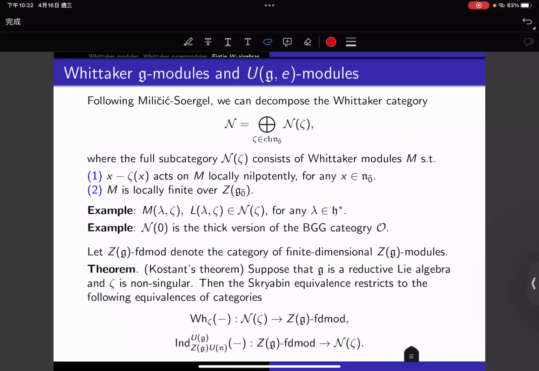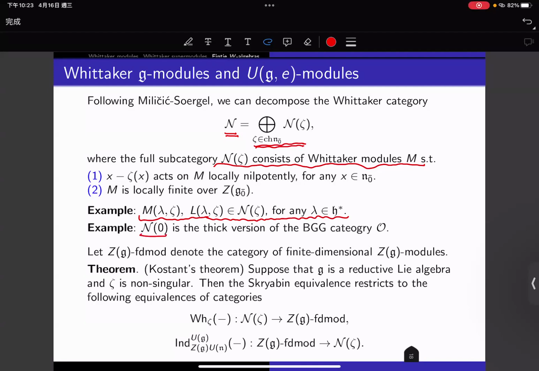So now let's consider the Whittaker category. Recall, we denote the category of Whittaker modules by N. Then we can decompose it into the sum of subcategories N_theta. N_theta consists of all Whittaker modules such that x minus theta(x) acts on M locally nilpotently and M is locally finite over the center. For example, standard Whittaker modules and simple Whittaker modules are objects in N_theta.